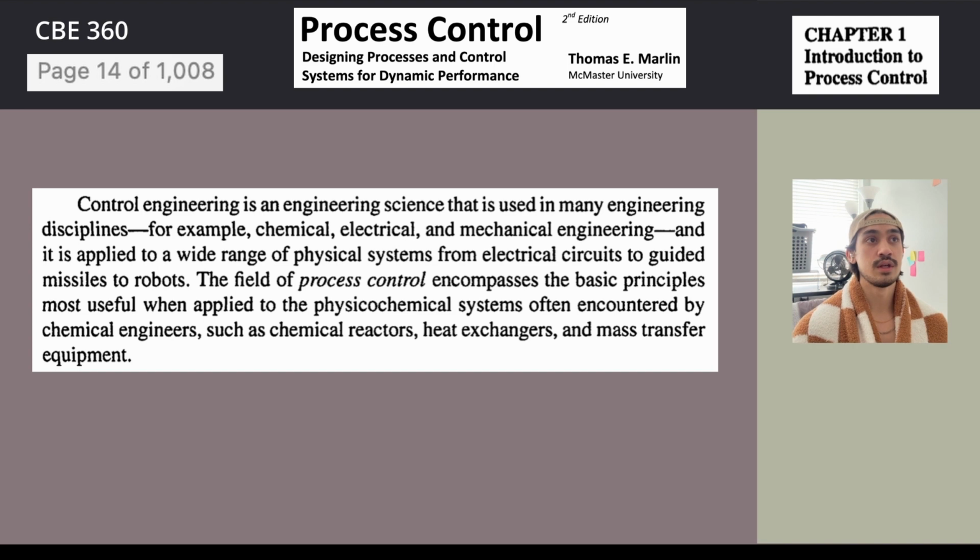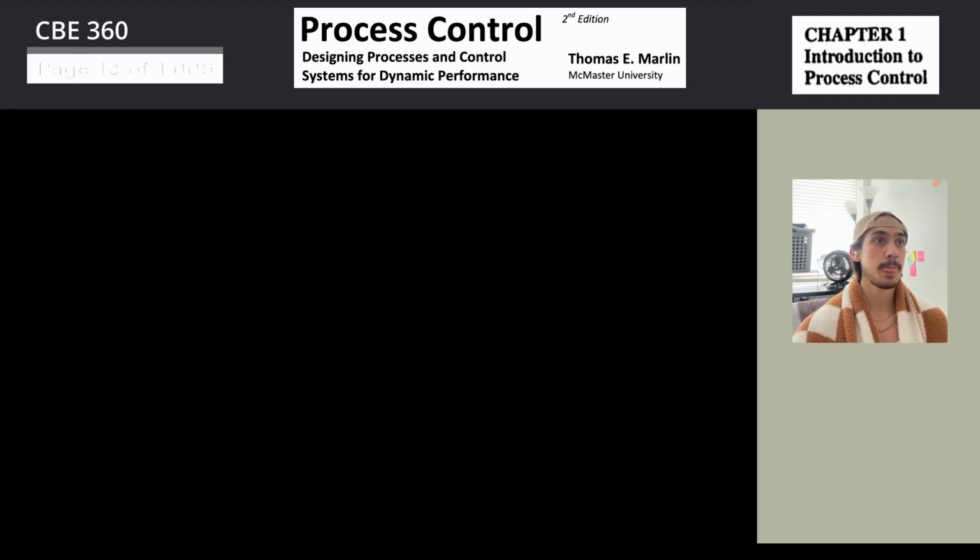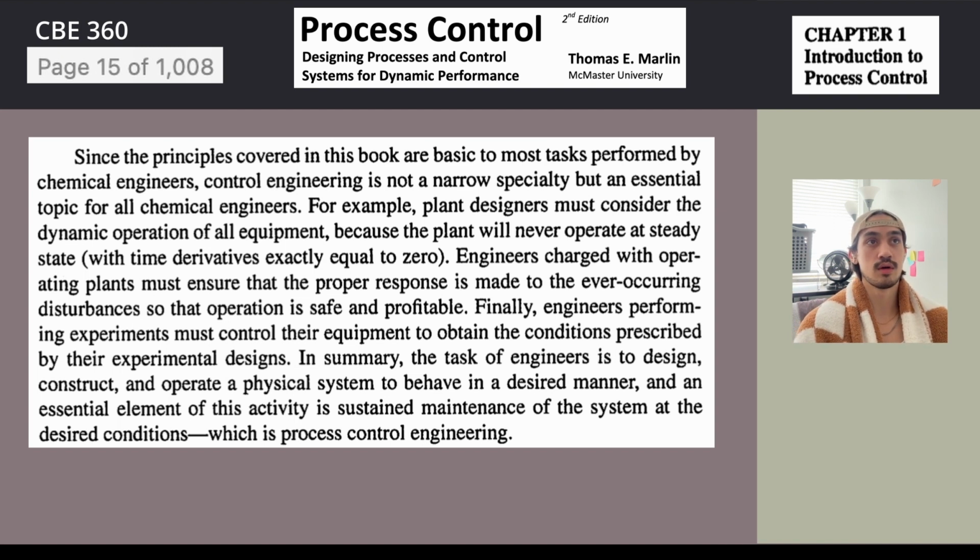Control engineering is an engineering science that is used in many engineering disciplines, for example chemical, electrical, and mechanical, and it is applied to a wide range of physical systems from electrical circuits to guided missiles to robots. The field of process control encompasses the basic principles most useful when applied to the physicochemical systems often encountered by chemical engineers, such as chemical reactors, heat exchangers, and mass transfer equipment. Since the principles covered in this book are basic to most tasks performed by chemical engineers, control engineering is not a narrow specialty but an essential topic for all chemical engineers.